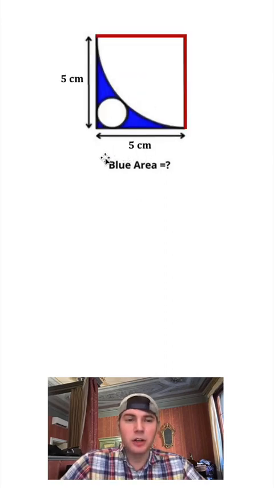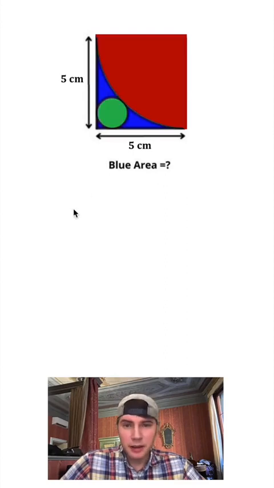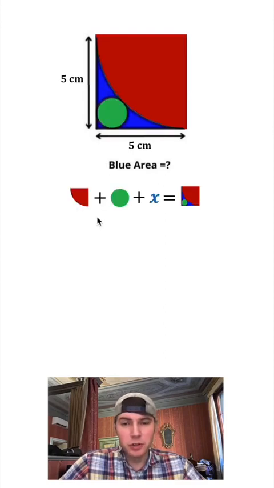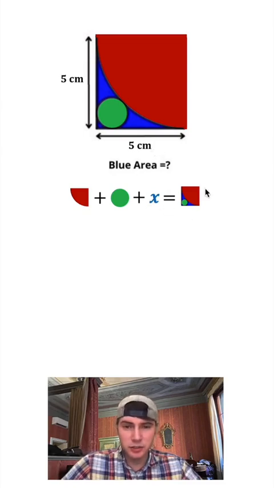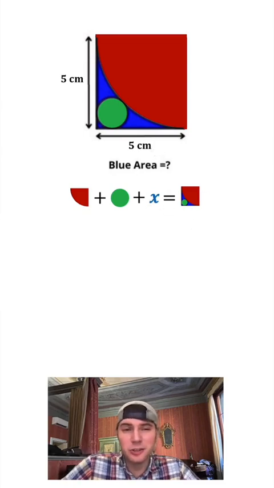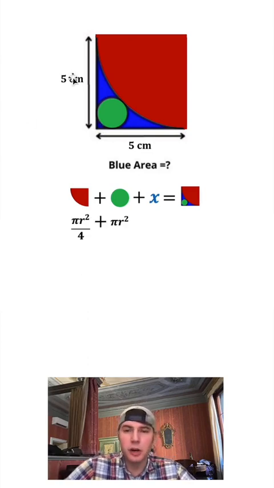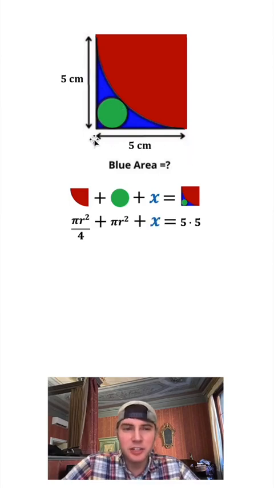Let's zoom in on this quadrant. Let's color this quarter circle red and this other circle green. We know that the red quarter circle plus the green circle plus the area of the blue region, which I'll call blue X, is equal to this entire square. The area of a circle is pi r squared. The area of a quarter circle is pi r squared over 4. The area of the square right here is 5 times 5, and we can just copy down the x.